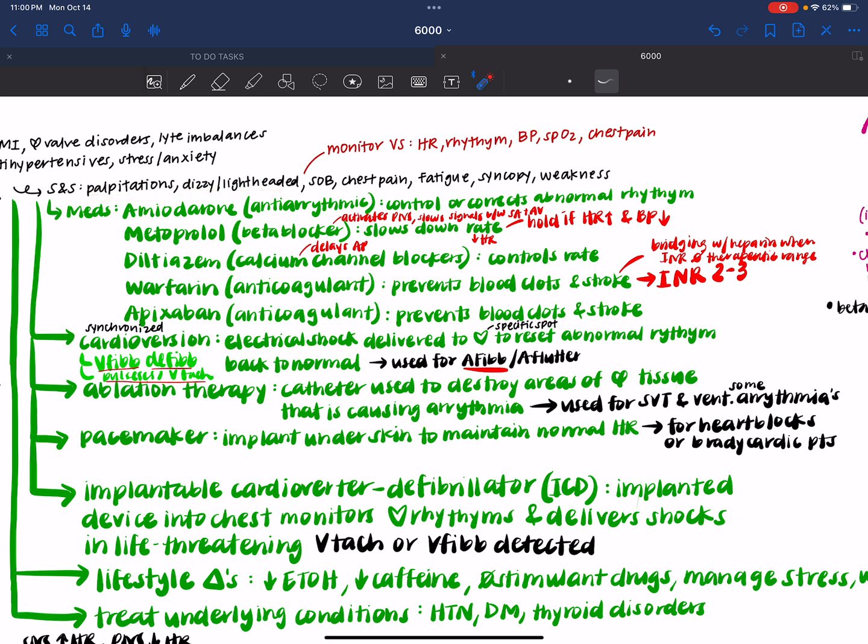So you're supposed to always monitor their vitals so they don't fall. Heart rate is important, obviously. Look at the rhythm. Is it regular or irregular? Blood pressure, SpO2, chest pain. They're going to have shortness of breath. Potentially, chest pain is very, very big for arrhythmias. Fatigue, syncope, obviously talked about. Weakness.